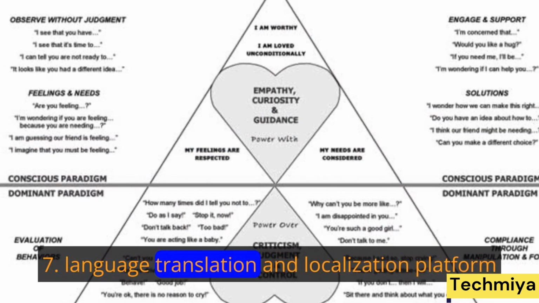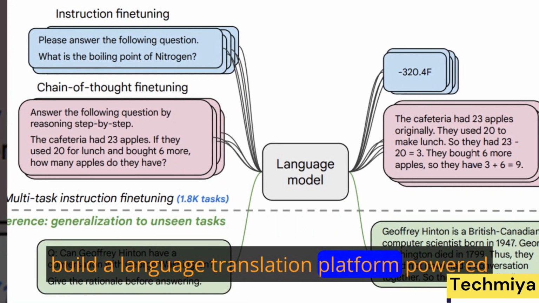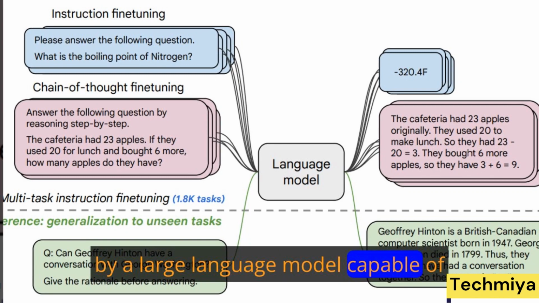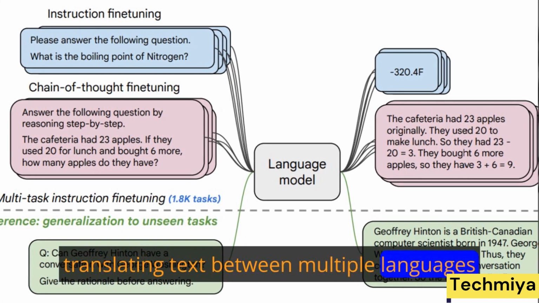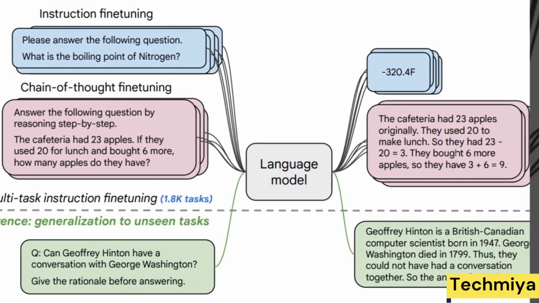7. Language translation and localization platform. Overview. Build a language translation platform powered by a large language model, capable of translating text between multiple languages while preserving context and nuances, facilitating cross-cultural communication.